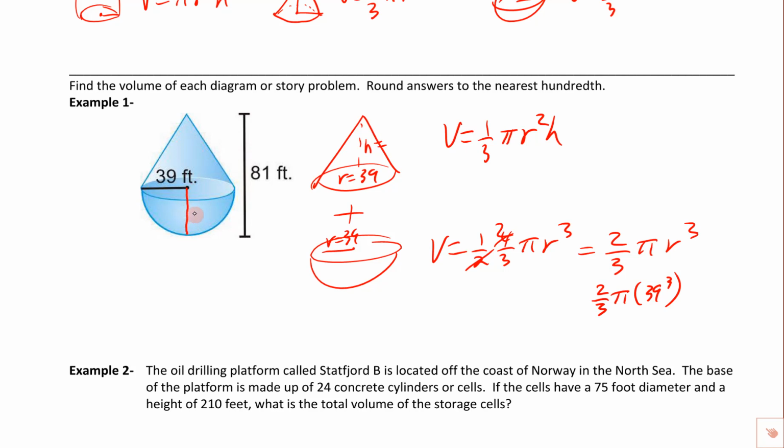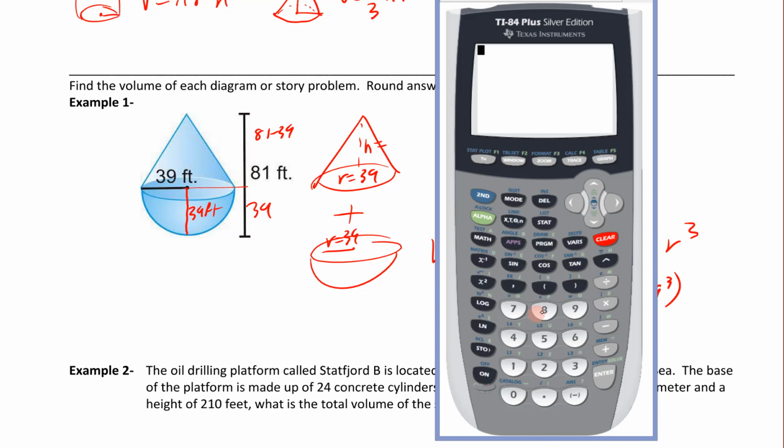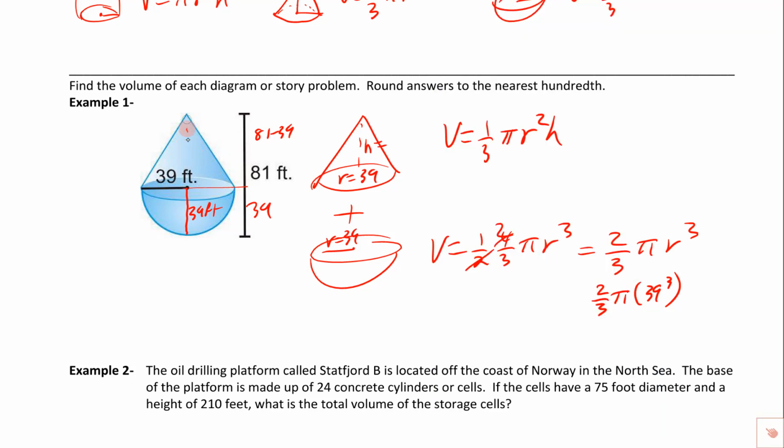Let's drop it straight down here and let's say that's 39 feet. Well, if that is 39 feet, and from top to bottom, from the tip of the cone down to the bottom of the hemisphere is 81 feet, then this piece right here ought to be 81 minus 39. So let's figure out what that is. I'll bring up the calculator and we'll do 81 minus 39. So we end up with 42. So this right here, that height is 42. So let's go ahead and write 42 here.